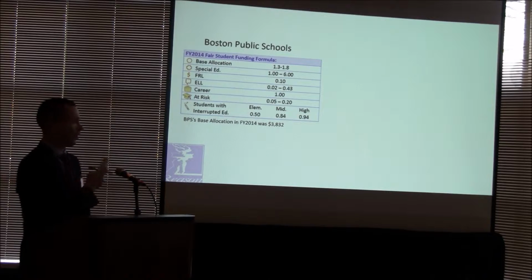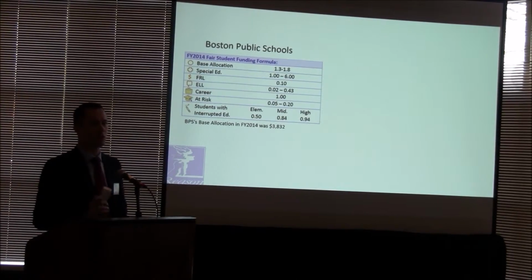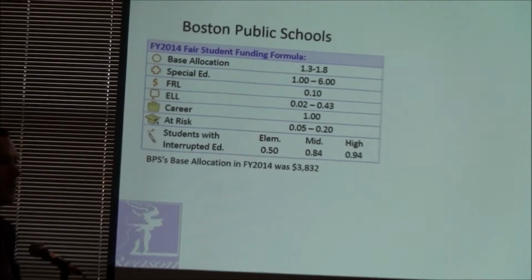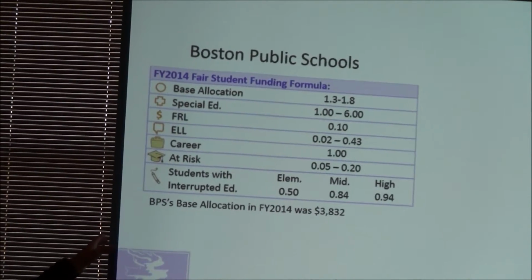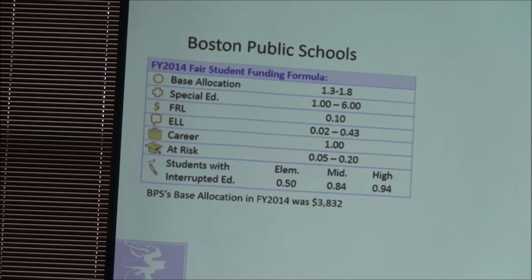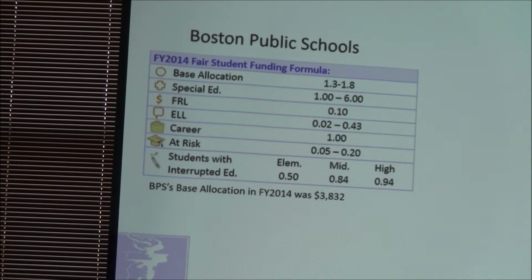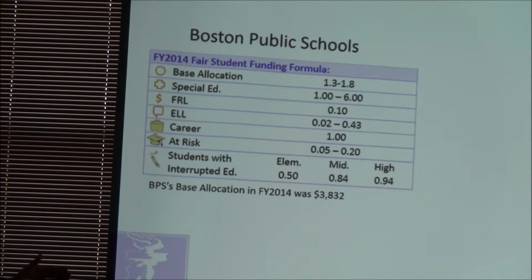This is one example of a funding formula, of a weighted student formula. As I said earlier, every formula, every district is going to look a little different based on their local priorities and needs. But this is the formula for Boston Public Schools. As you can see, there's a base allocation of 1.3 to 1.8, and that varies by grade level because they made that determination that they wanted funding to vary based on grade level. But then you also have funding for characteristics such as special education, ELL, at risk, etc. So you have different weights that are attached to these student characteristics.